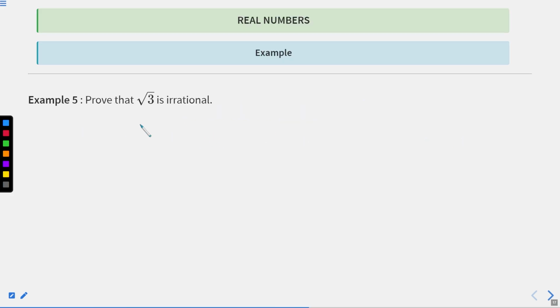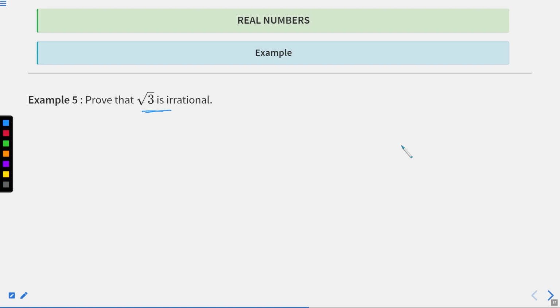In this example, we will prove that root 3 is an irrational number. In our previous lecture, we have proven root 2 is an irrational number. There we basically used the method of contradiction. For proving root 2 is an irrational number, we first consider root 2 is a rational number.